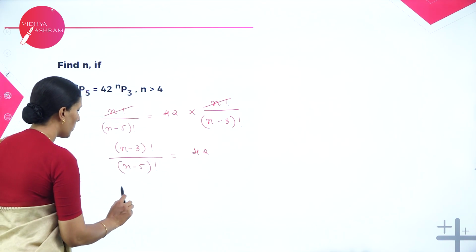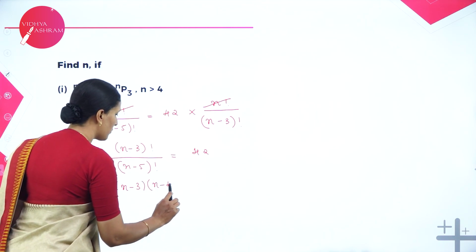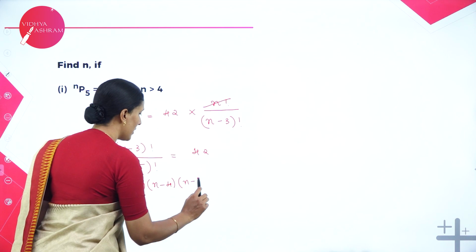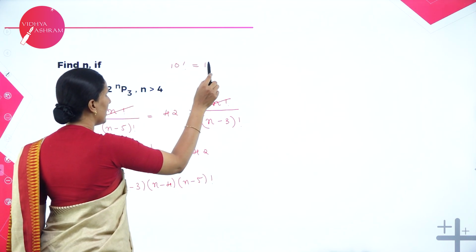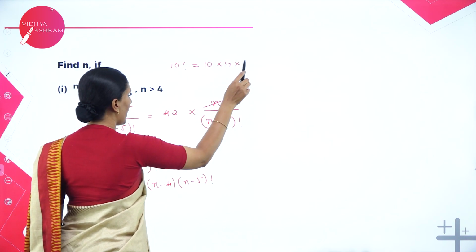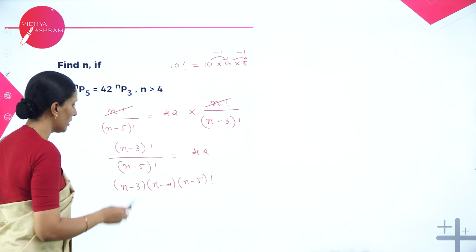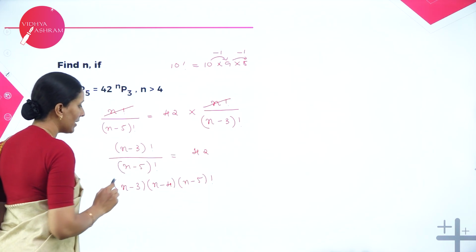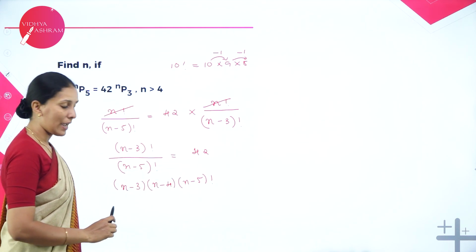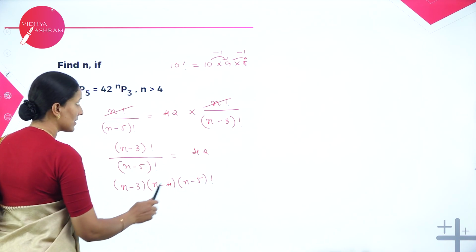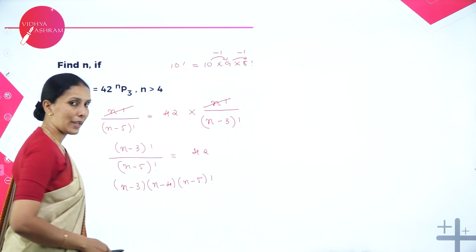(n minus 3) factorial can be written as (n minus 3) into (n minus 4) into (n minus 5) factorial, because 10 factorial can be written as 10 into 9 into 8. That means we decrease by 1 each time. So when we subtract 1 from n minus 3, the next term is n minus 4. Similarly, the next term will be n minus 5. So we can write this as (n minus 3) into (n minus 4) into (n minus 5) factorial.